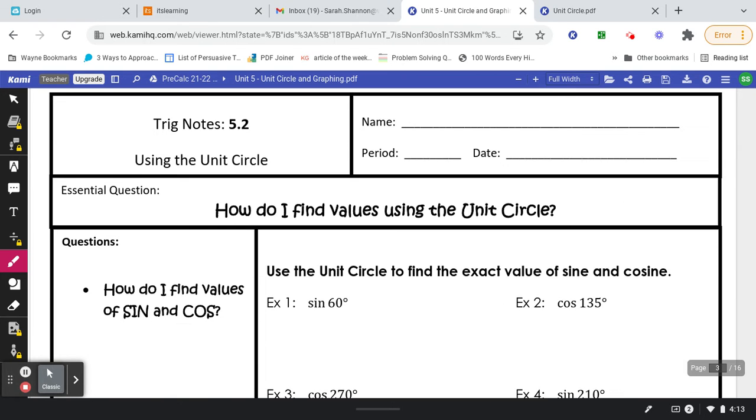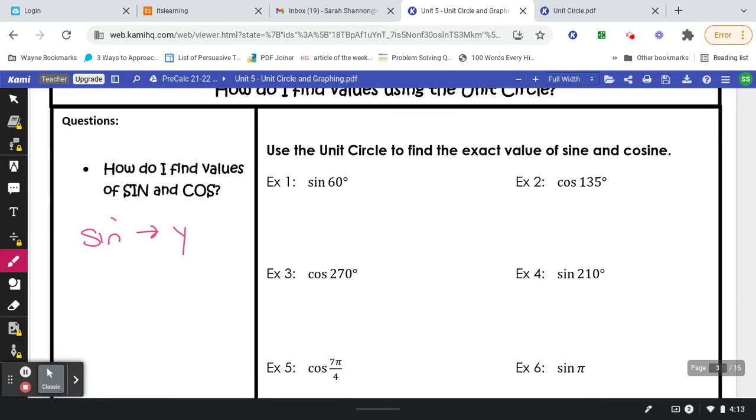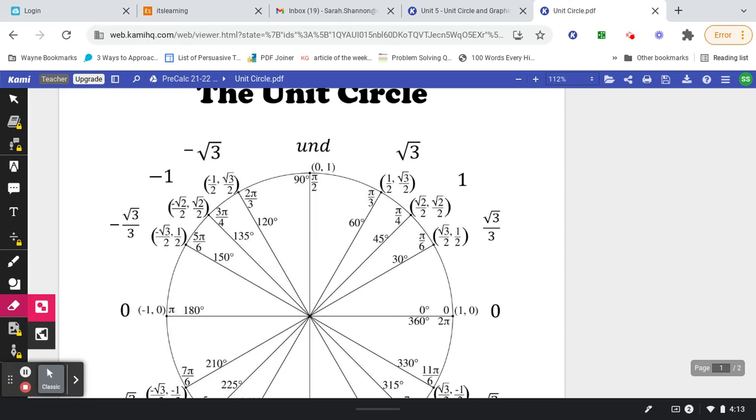All right, so for problem number 1, we are asked to find the sine of 60 degrees. Anytime you see sine, they are telling you that they want the y value at that location. Anytime they ask for cosine, they want the x value. So when we go to 60 degrees, you can see that's right here.